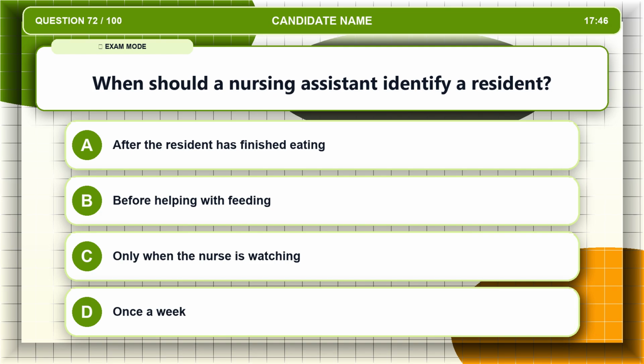Question 72. When should a nursing assistant identify a resident? Option A, after the resident has finished eating. Option B, before helping with feeding. Option C, only when the nurse is watching. Option D, once a week.